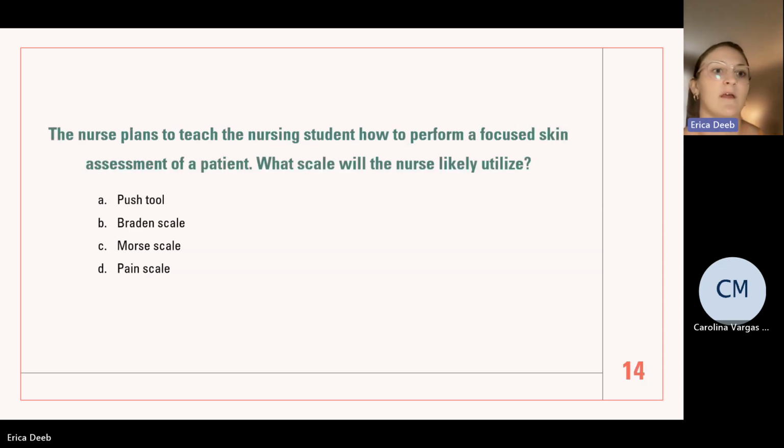Number 14. The nurse plans to teach the nursing student how to perform a focused skin assessment on a patient. Which scale will the nurse likely utilize? A, the PUSH tool, B, the Braden scale, C, the Morse scale, and D, the Payne scale.